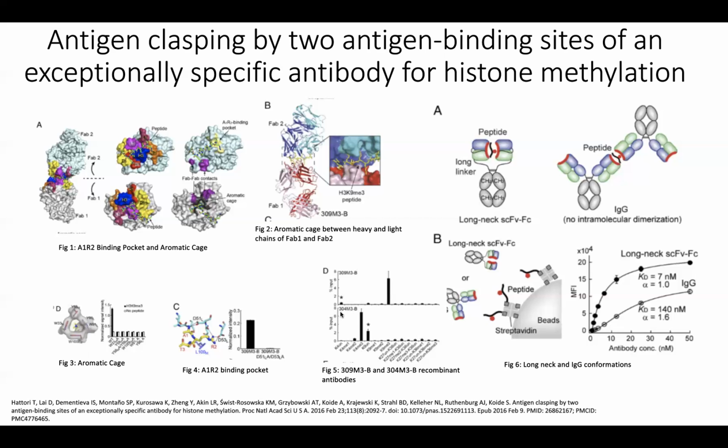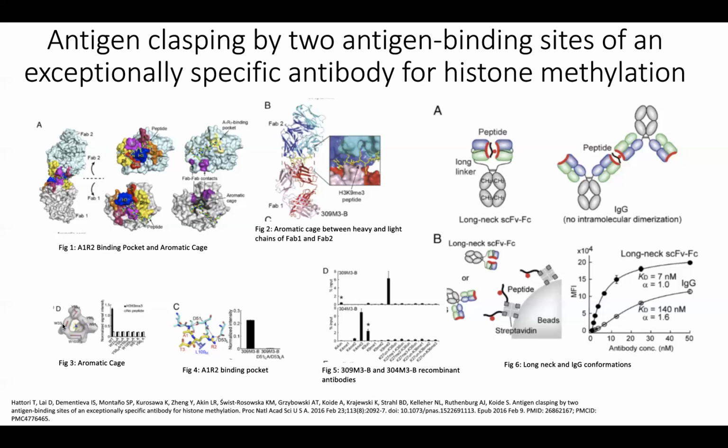This is because these two sites working together account for more specific binding. The 309 and 304 have about 20 angstrom differences and 7 angstrom differences between these two cages, which are very specific. They're very small and allow for a very specific clasping of these two different antigens.